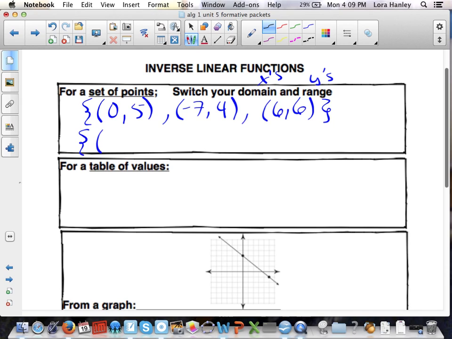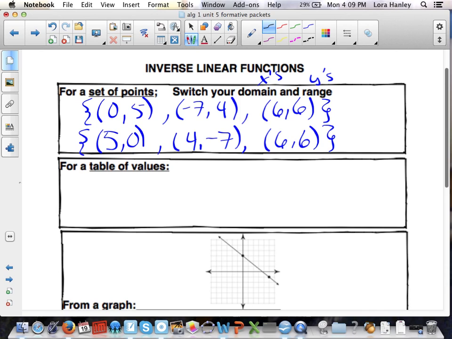would be, instead of (0, 5), (5, 0). Instead of (-7, 4), (4, -7). And if we have (6, 6), that's just going to stay the same, since our domain and our range in that case are identical.